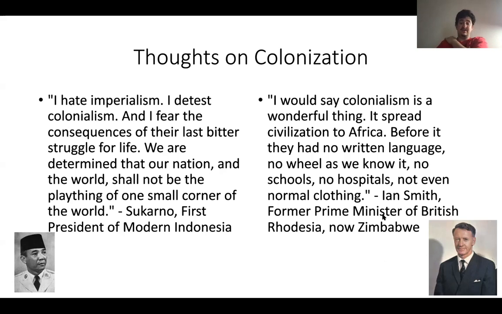former prime minister of the British colony of Rhodesia, which is today the modern country of Zimbabwe in Africa. So you can see how Europeans looked at this at the time and how the native people of these areas also looked at it. These men were in charge of their respective countries around the same time, the 1960s, 1970s. So it gives you an idea of the thoughts at the time.